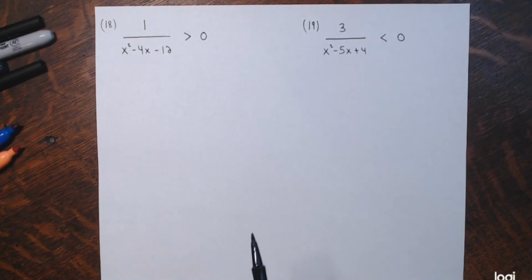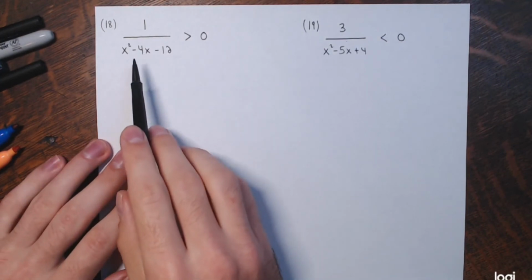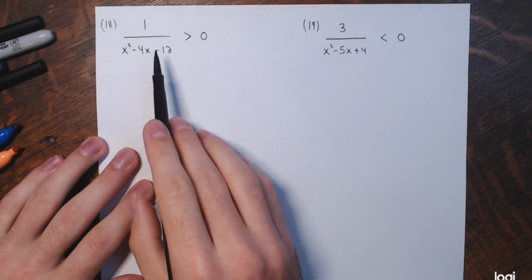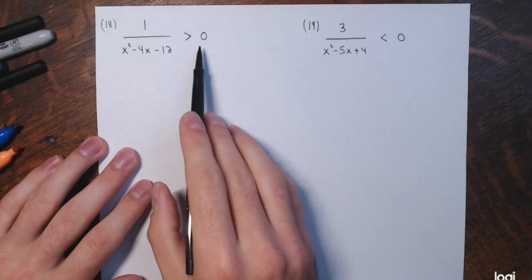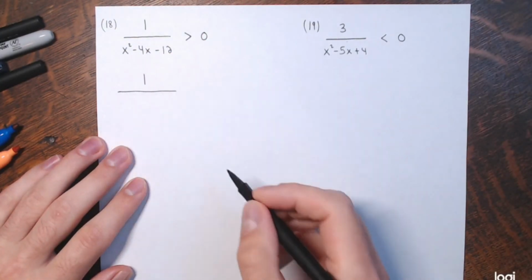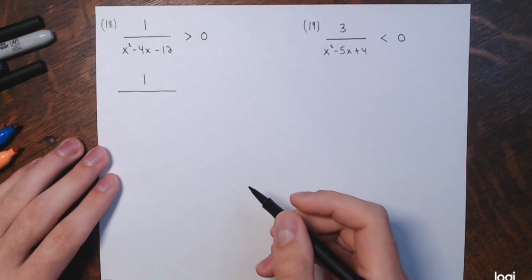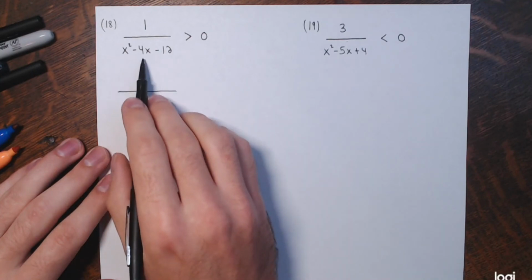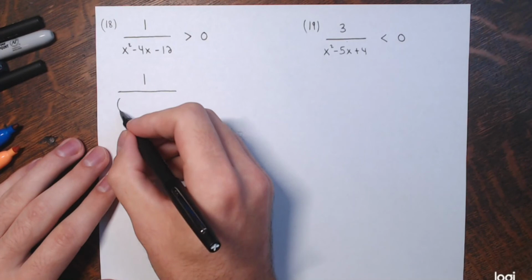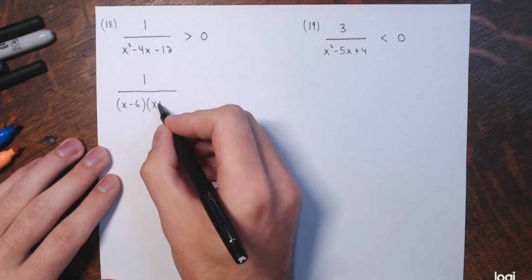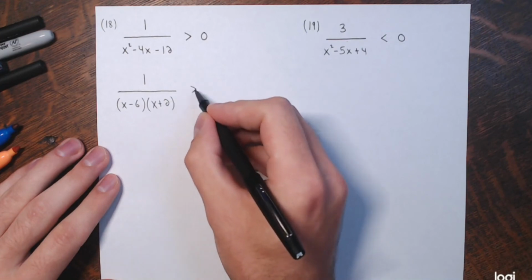Alright, so example 18. Again, it's already set up the way I want, with a single fraction on the left, 0 on the right. But I will do some factoring here, just to make it easier to state the critical values, and also easier to check if you have a positive or negative number on the left. x squared minus 4x minus 12 would factor to x minus 6 times x plus 2. And then we still have is greater than 0.